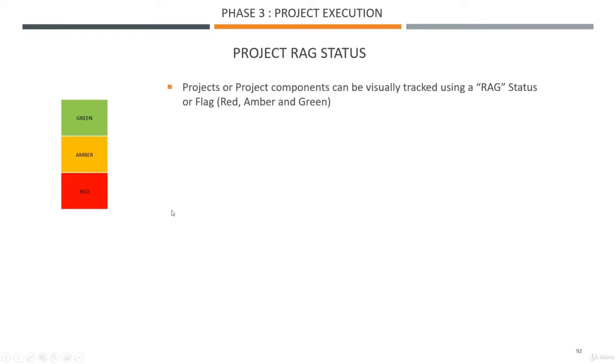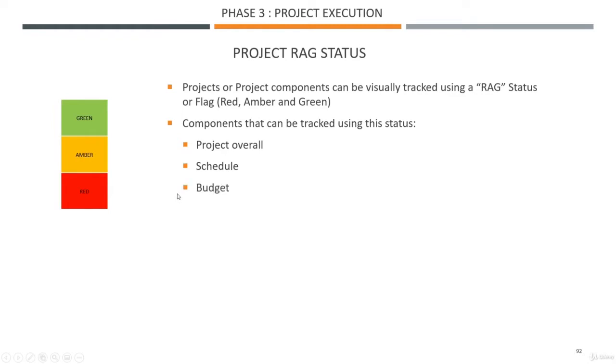So let's have a look. Project components can be visually tracked using the RAG. So I said this is a way to track your overall project status, but you can also use it for your schedule, for instance. You can say my project is going okay, green, but the schedule is starting to have a bit of amber to it. The budget also could be the same. You could be on track, your project would be green, but your budget is starting to fall apart. Anything else can have a RAG status.